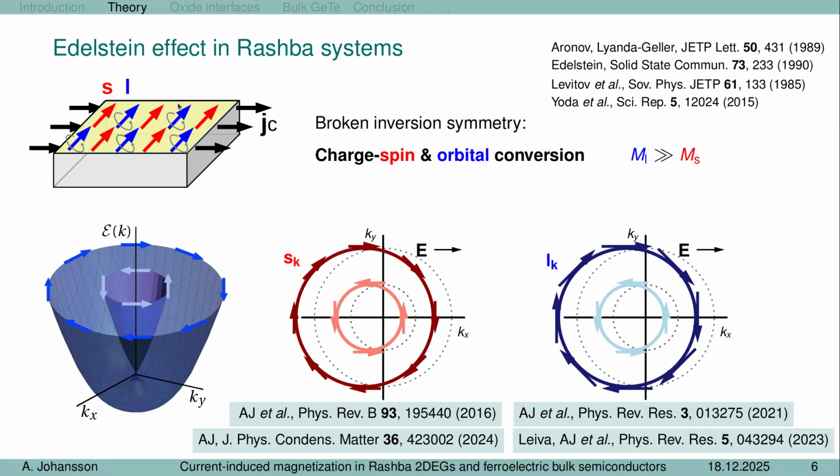They usually coexist, so this is not supposed to be like a pattern. It's really homogeneously distributed over the sample. And usually the orbital contribution to the magnetization is much larger than the spin contribution.